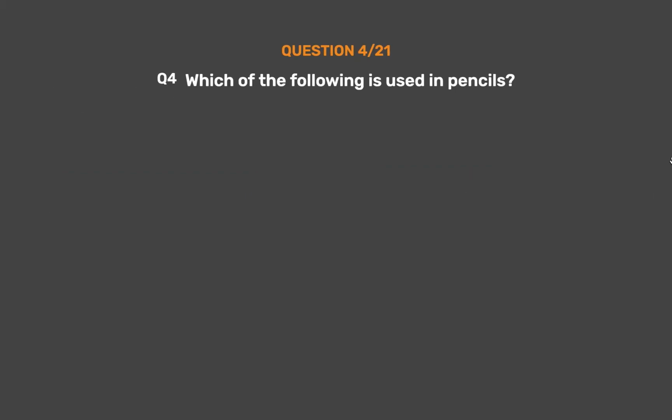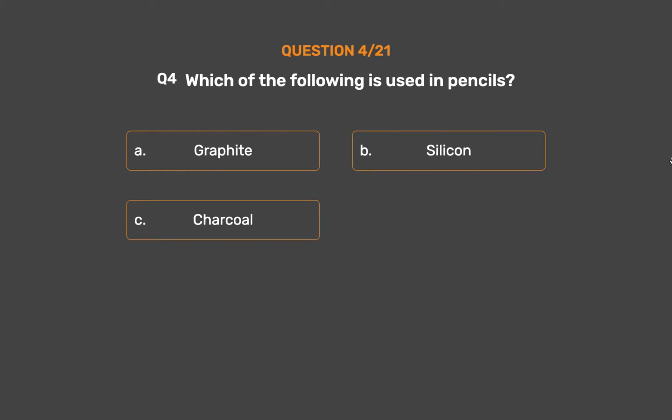Question number 4. Which of the following is used in pencils? Option A. Graphite. Option B. Silicon. Option C. Charcoal. Option D. Phosphorus. The correct answer is Option A.